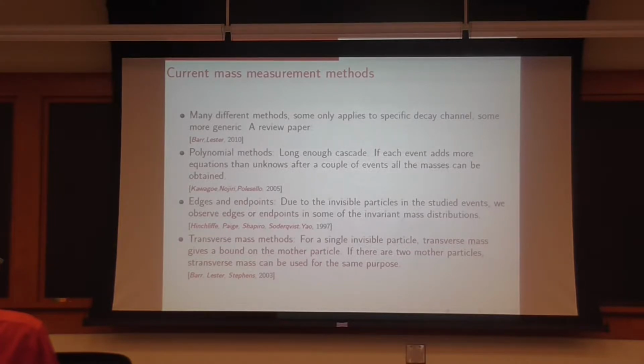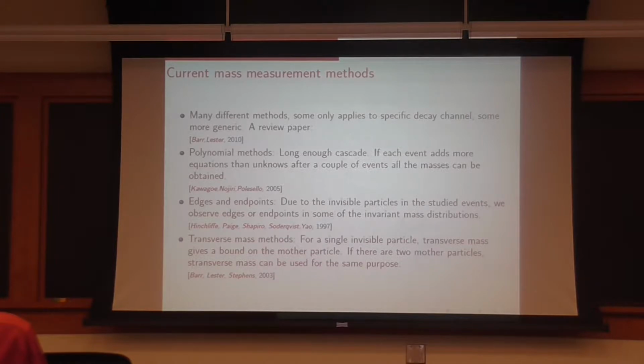There are some edges and endpoint methods. Again, due to the invisible particles in the events, you get kinematic edges or endpoints when you plot some of the invariant mass distributions. If you have enough statistics, you can populate them and measure the edge, and usually those edges or endpoints are correlated with the mass differences. You can measure the mass differences from those and finally obtain the actual masses of the new particles.